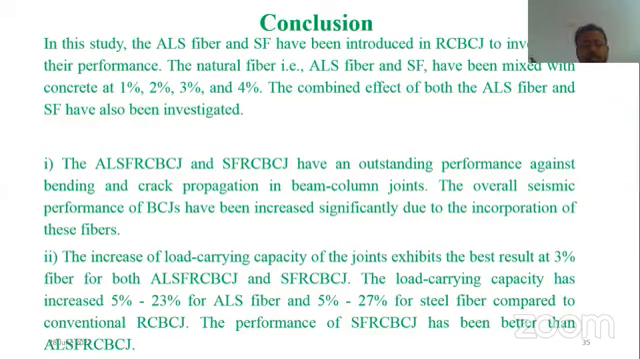Next, we can see the increase of load carrying capacity for all areca fiber, steel fiber reinforced concrete beam column joints, and hybrid fiber, at 3%. The load carrying capacity has increased 5 to 23% for areca fiber and 5 to 27% for steel fiber, compared to the conventional reinforced concrete beam column joint. The performance of steel fiber reinforced concrete beam column joint is better than areca fiber beam column joint. This is obvious because the strength of steel fiber is higher than areca fiber, which is natural.